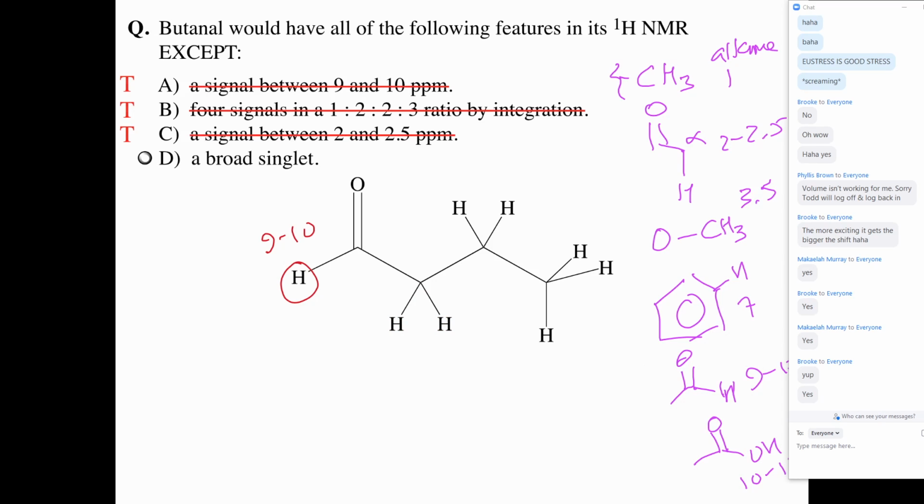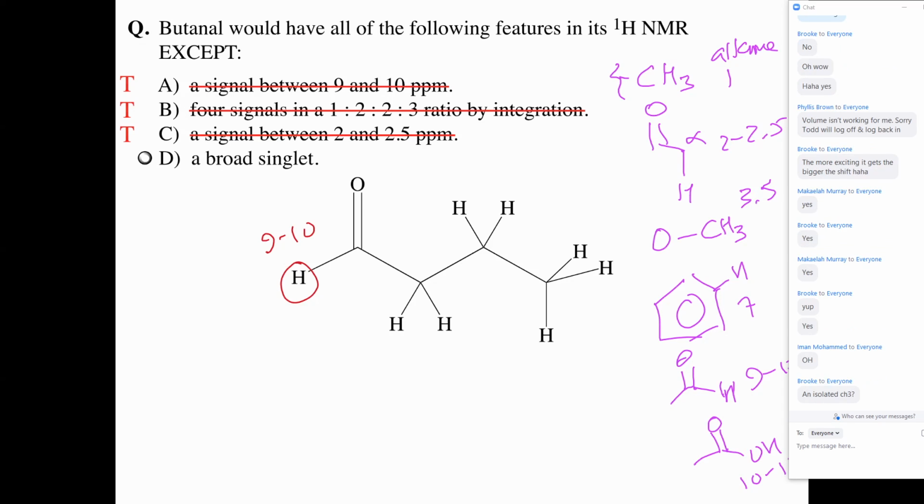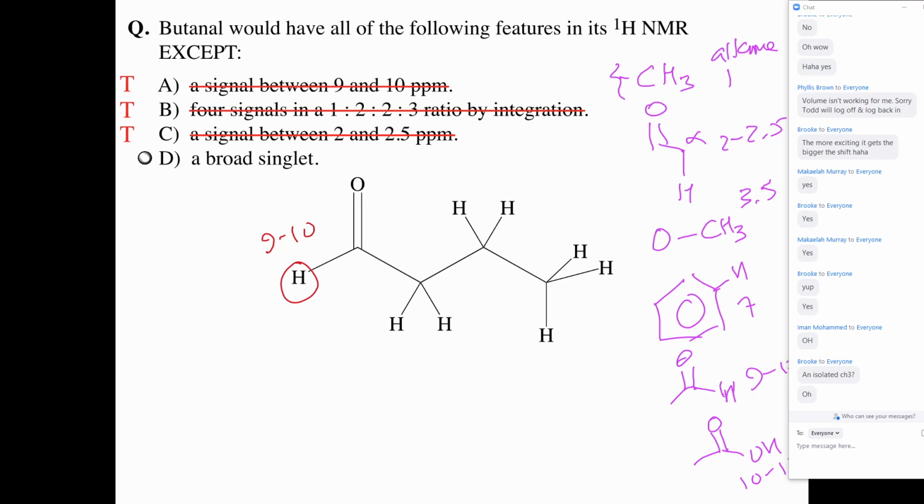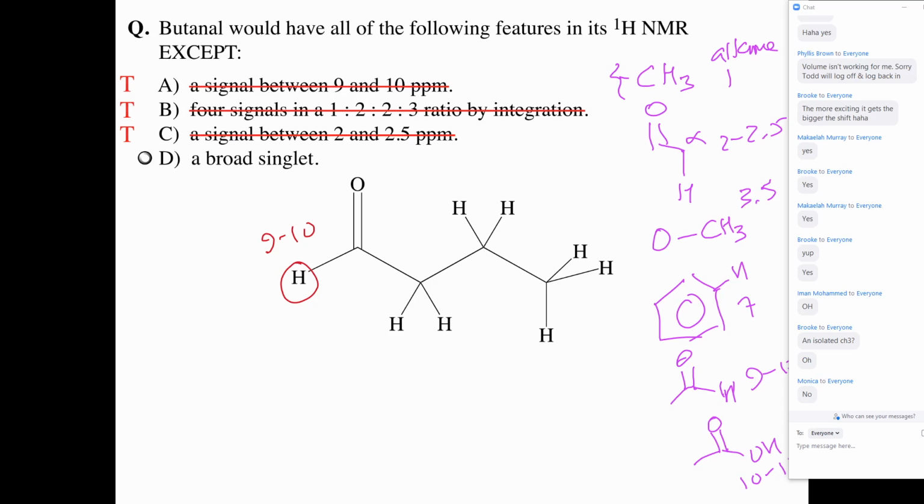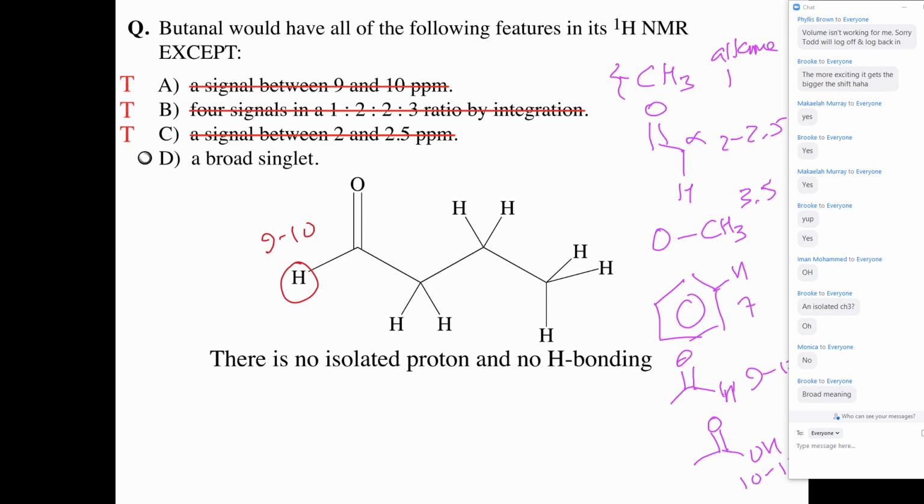What the heck is a broad singlet? What would cause that? An OH, exactly. So do we have any OHs? Do we have any hydrogen bonded species? Not a singlet would be isolated, but broad means H bonding. Don't have anything that H bonds. H on a carbon, no H bonding, so no broad singlet on this one. So no isolated proton, no broadening.